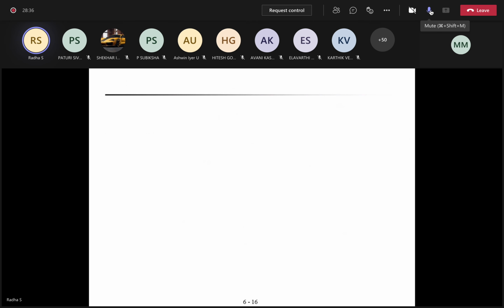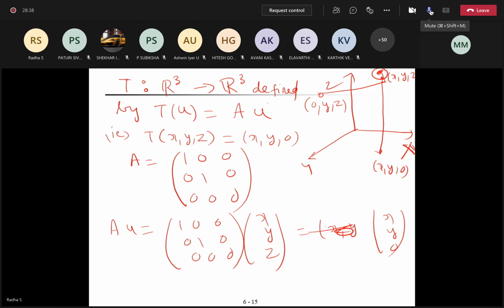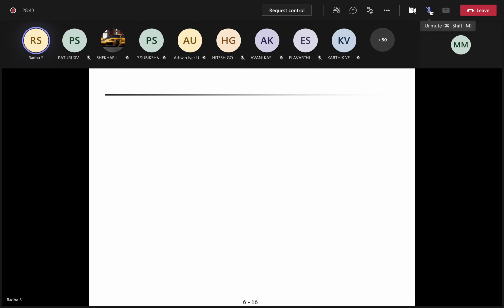Ma'am, what does it mean when you say it's isomorphic? Now, 1 minute. See, what will the points on R square look like after projection? (x, y, 0), right?